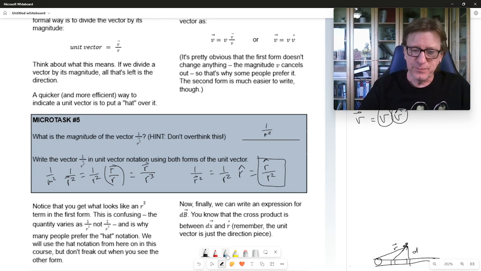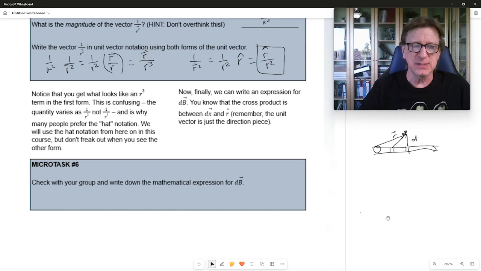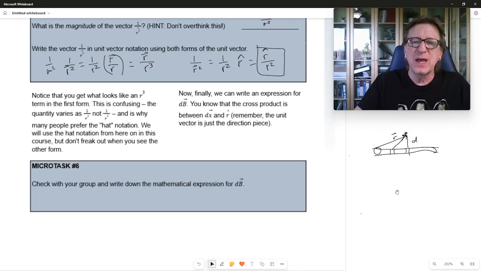All right. So now let's go down to the next microtask here. Now we've got everything that we need to write our cross product. So what I want you to do is go back through your notes, pause the video, because there's a lot of little pieces that we have to put back together here. Pause the video and give me an expression for d vector b. Pause the video, do that now. Very important you do this.